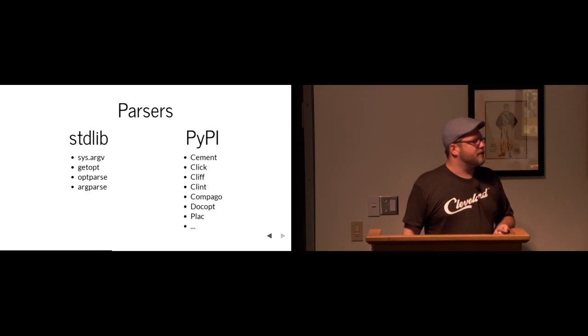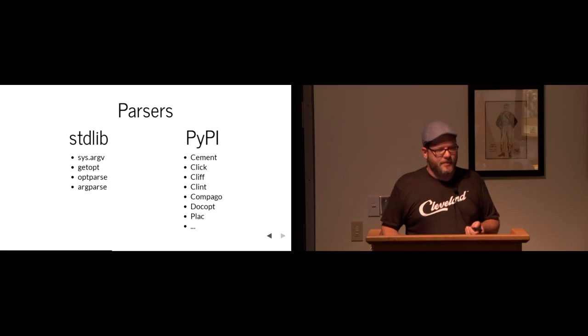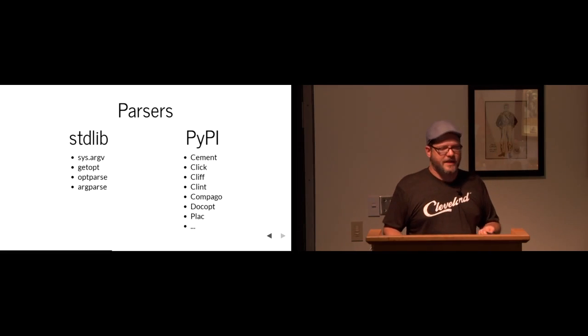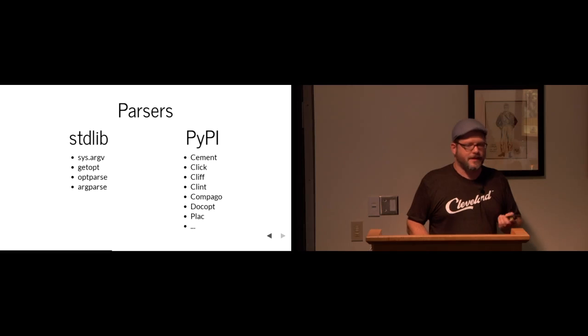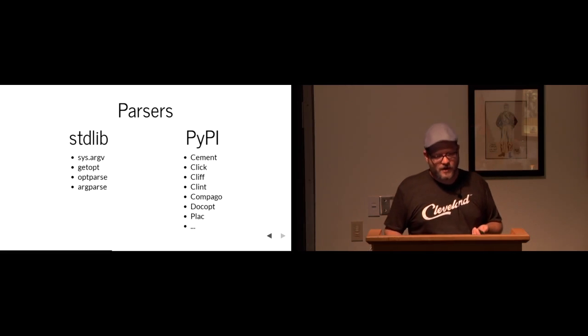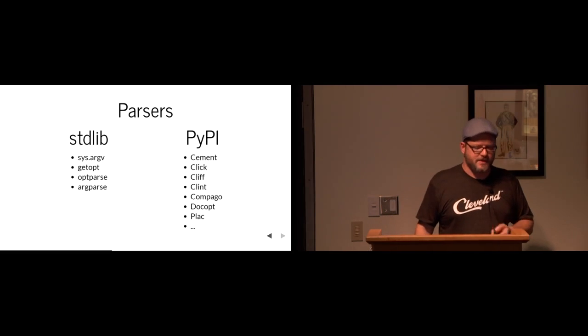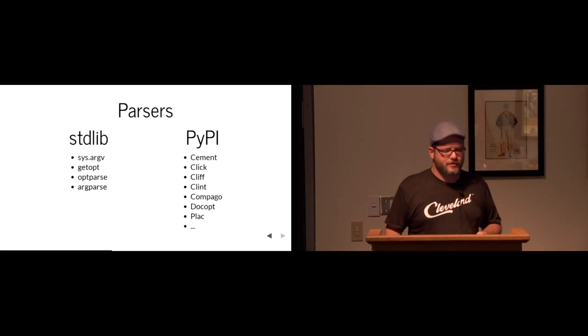So I want to go over the Python command line parsers that are available. There's a few in the standard library, and you can get as low level as just reading the arguments that are passed in directly and parsing them yourself. I don't recommend that. I'll let someone else do the work. Getopt and optparse are kind of the older ones. Getopt is for compatibility reasons, and optparse is an older parser. So really, if you're stuck with the standard library, you should be using argparse.